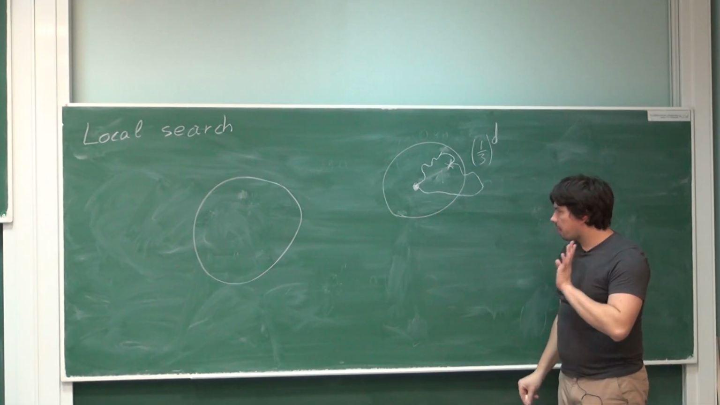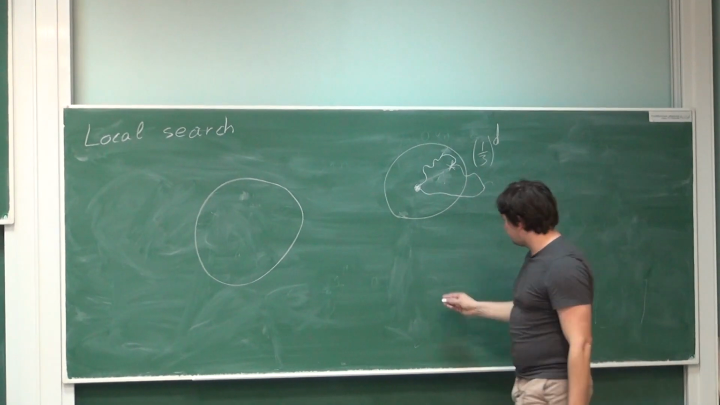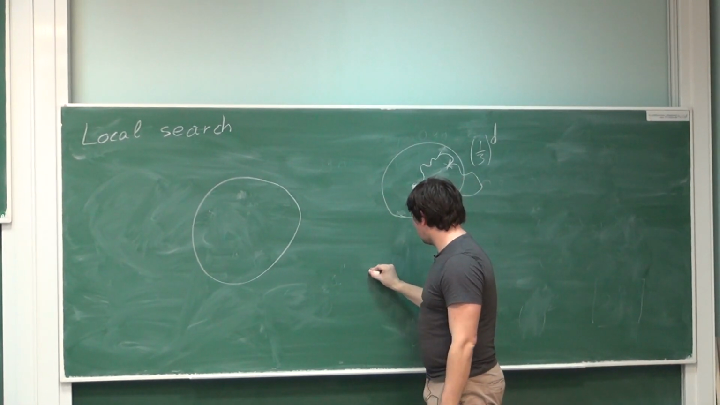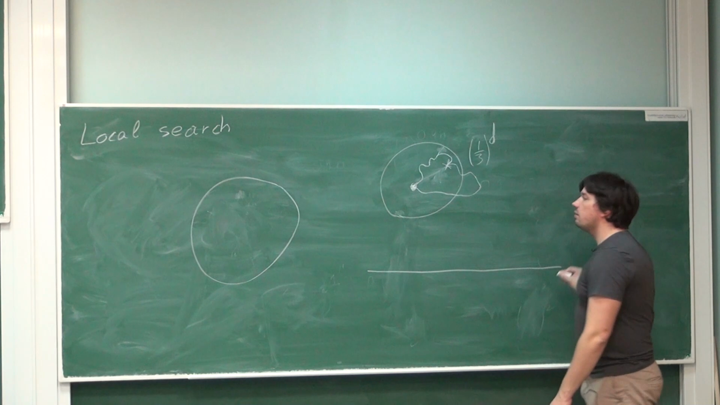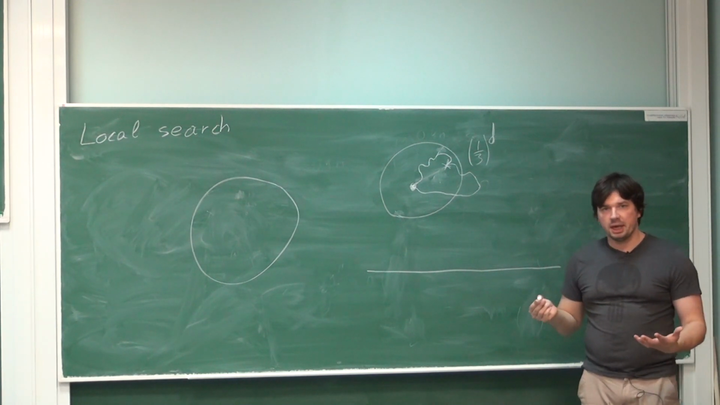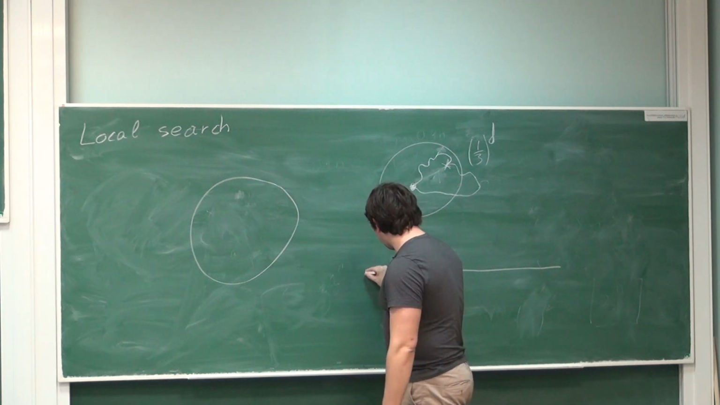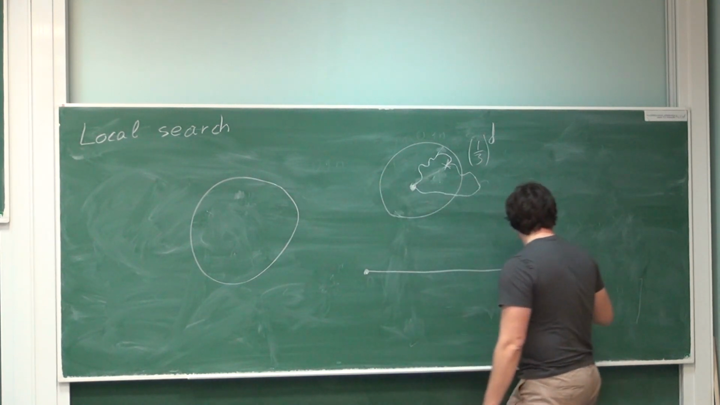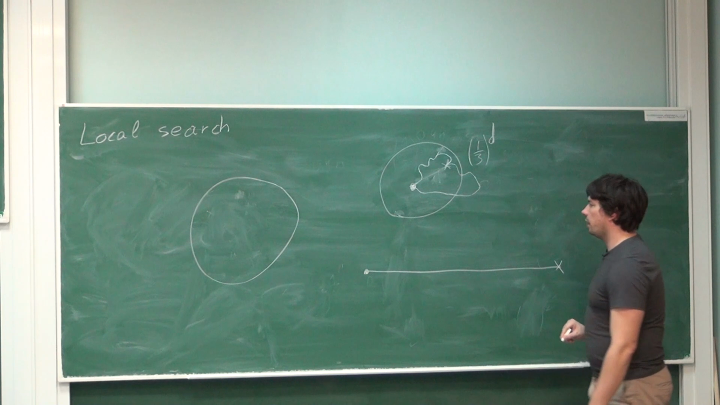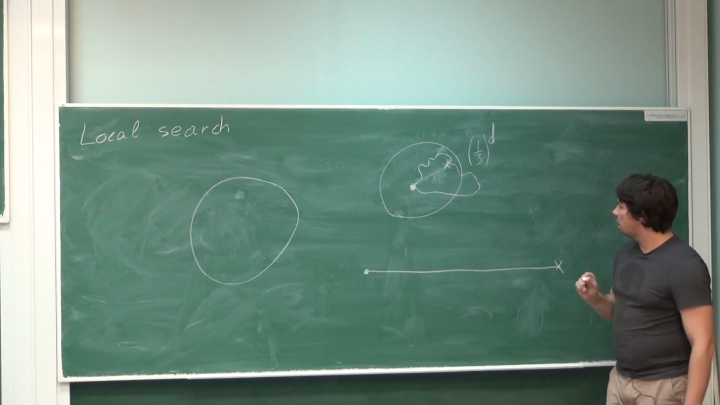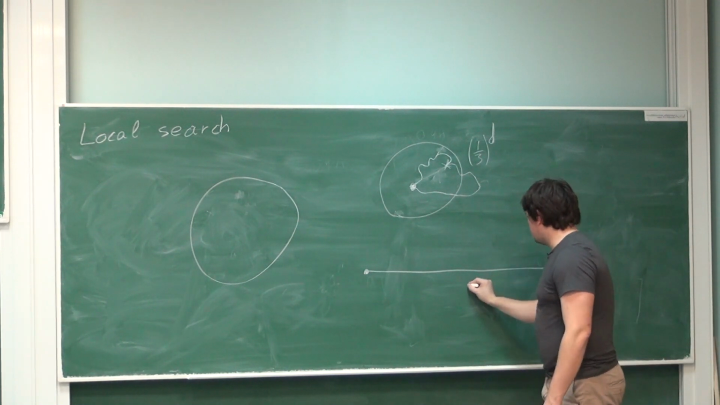All right, so that's how it works. Let me give you the motivation of why this is actually pretty good. So I have my initial assignment and I have the correct assignment. So the distance is d.